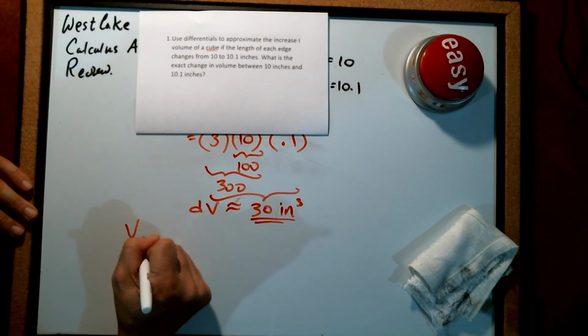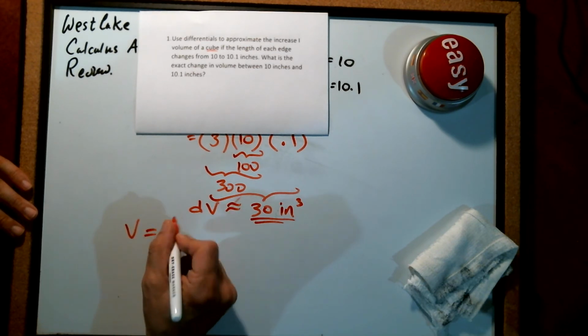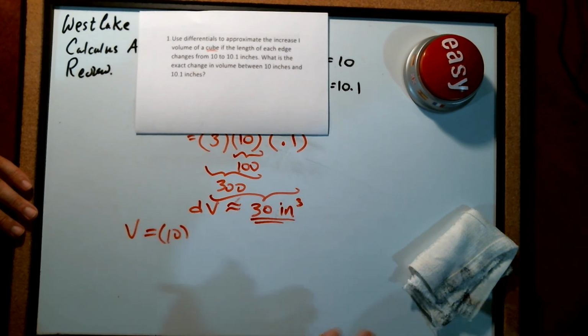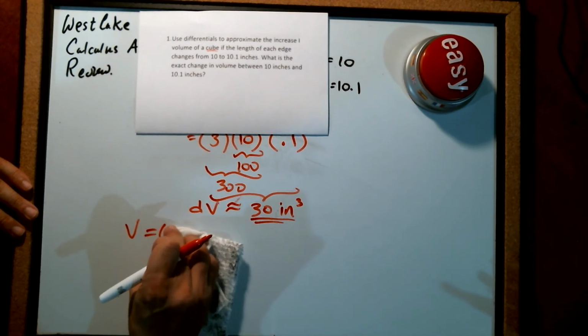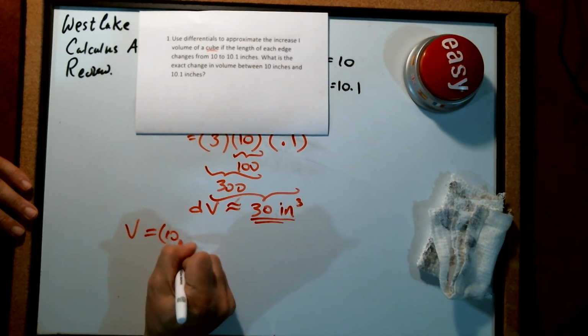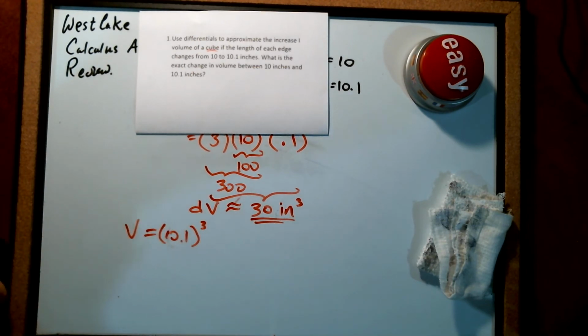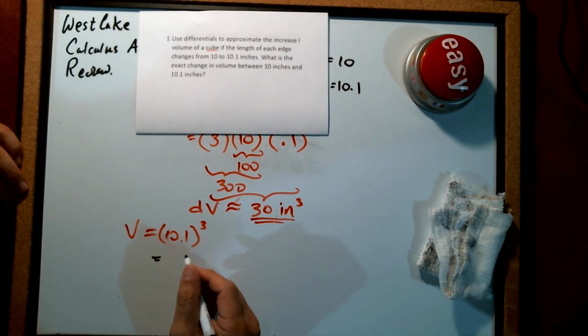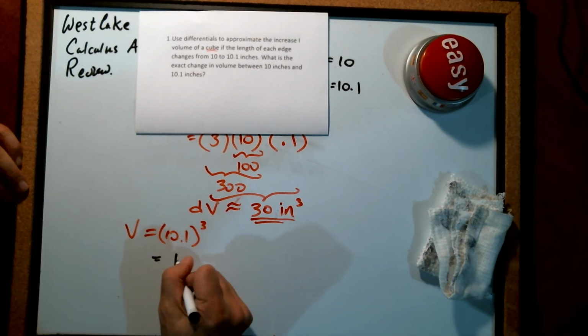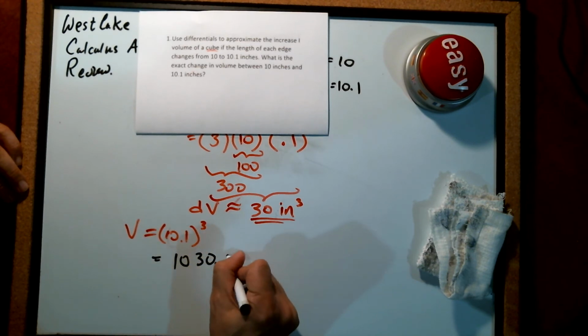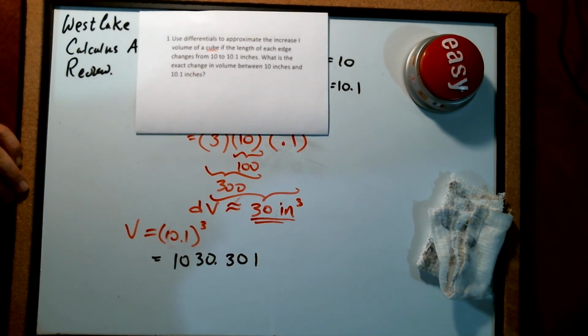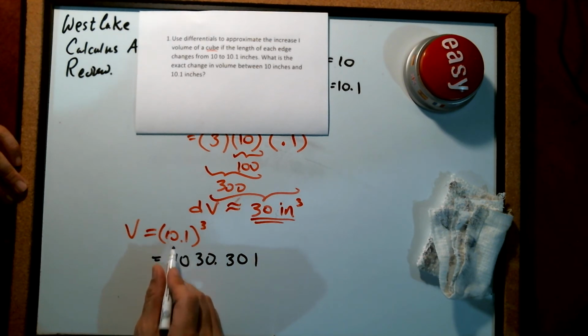So the actual change in volume will be 10.1. Get this out first. Sorry about that. 10.1 cubed. We're going to cube that. 10.1 times 10.1 times 10.1. I actually worked it out for you. It's going to be 1030.301. And if you want to do that without a calculator, be my guest, but I'll tell you it's going to be a little bit difficult.